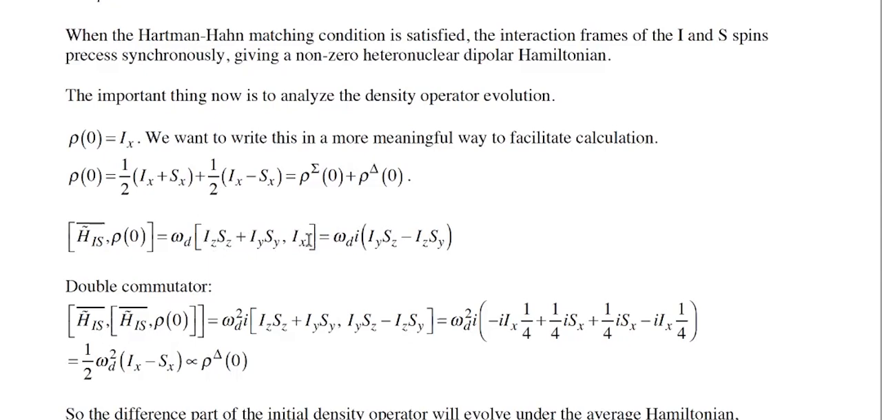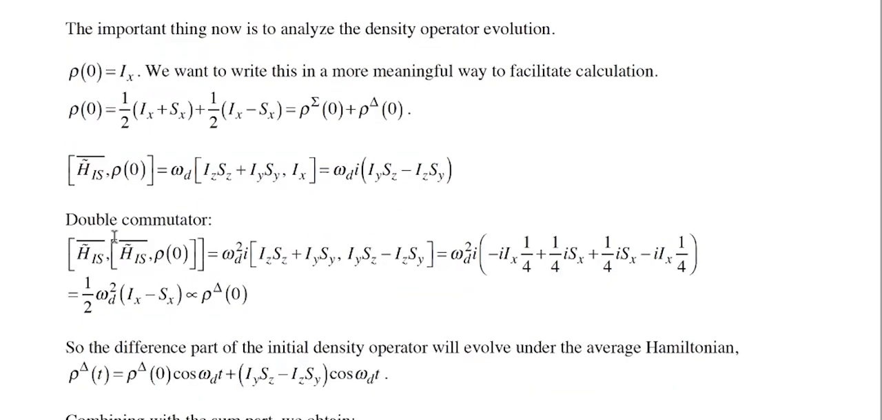So IZ, IX will give you IY. That's what you see here. And SZ comes along, gets multiplied, doesn't change. And then the second term, IY, IX will give you IZ. And then the SY comes along, gets multiplied. That's what you get. And then you do the second step, double commutation.